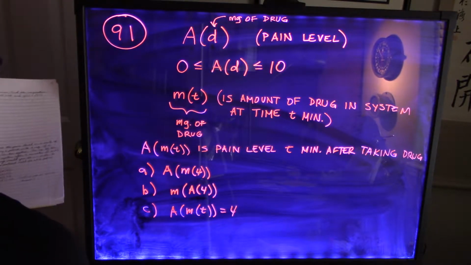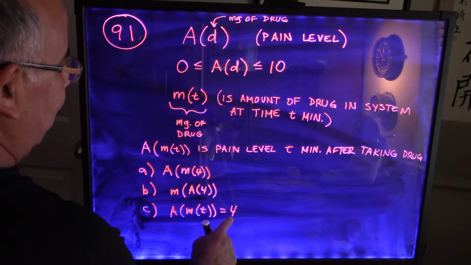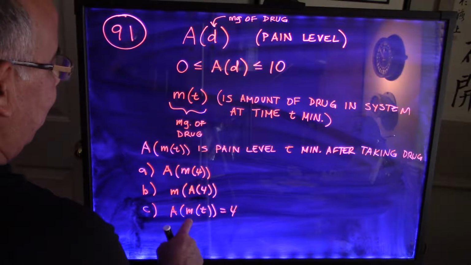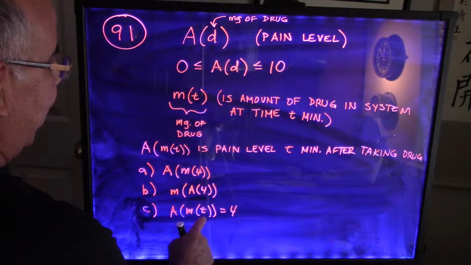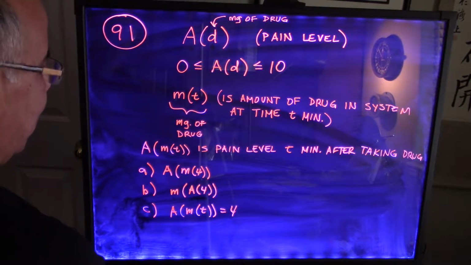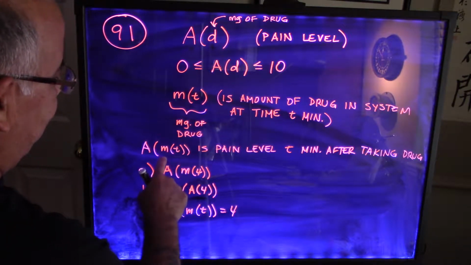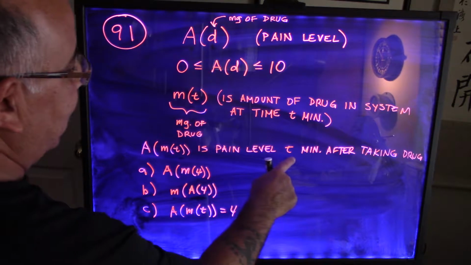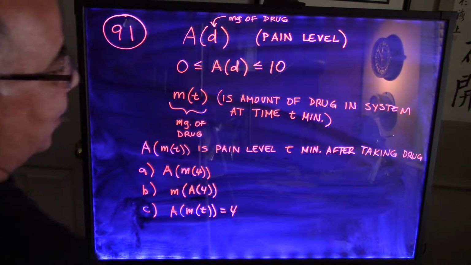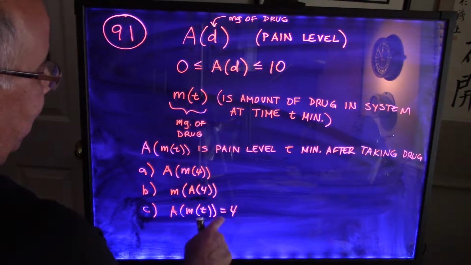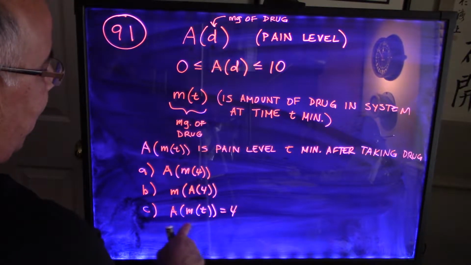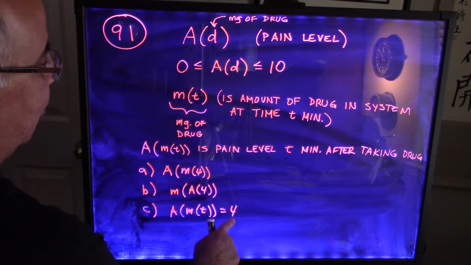Solve that, all right? You want to find out when you have a pain level of 4. If you solve this, that'll tell you when you'll have a pain level of 4. Is that correct? Yeah, this looks like the answer that we want. Remember, A of M of T gives you the pain level T minutes after you take the drug. All right? So you set A to 4 because that's the pain level you're looking at.